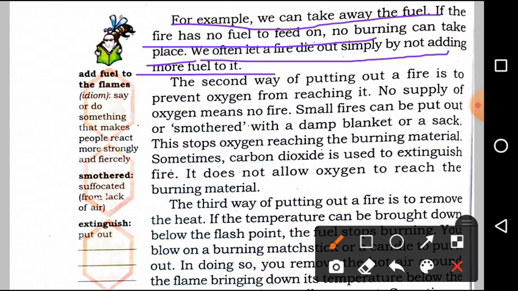But when their cooking is over, they don't add any more logs or firewood to the oven. So what happens is, after a certain time, the fire starts putting out.